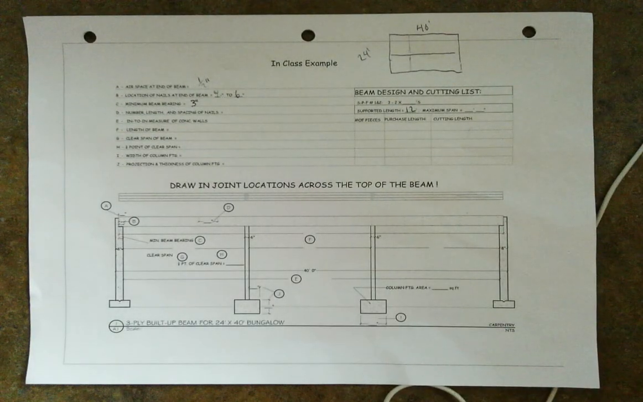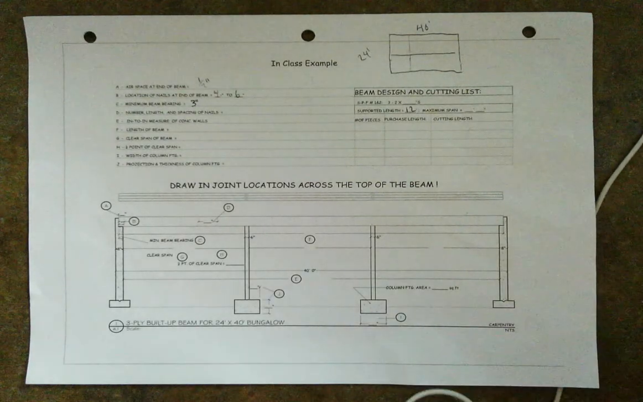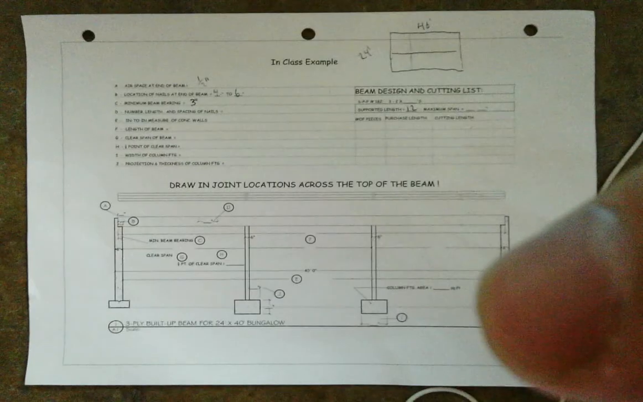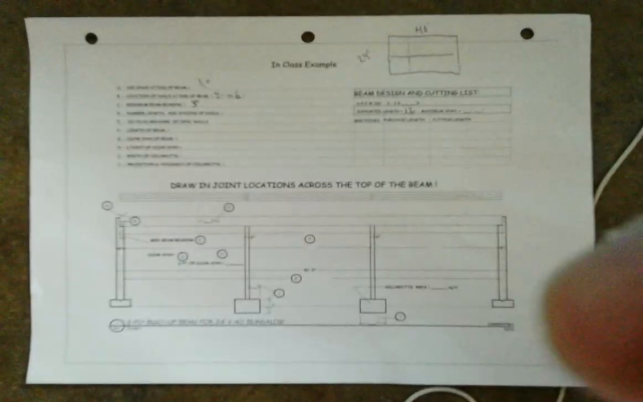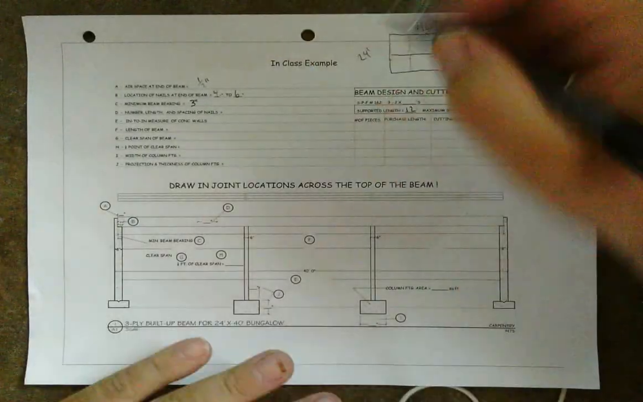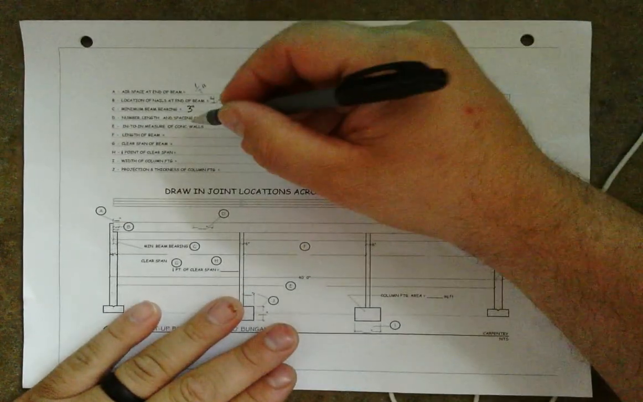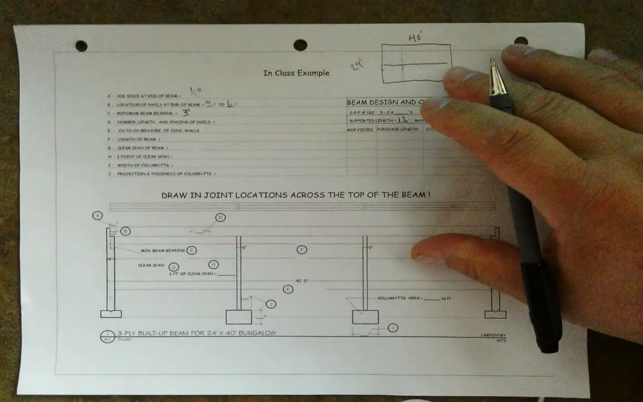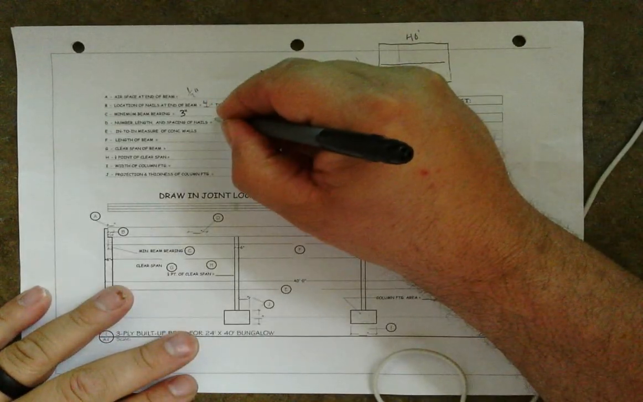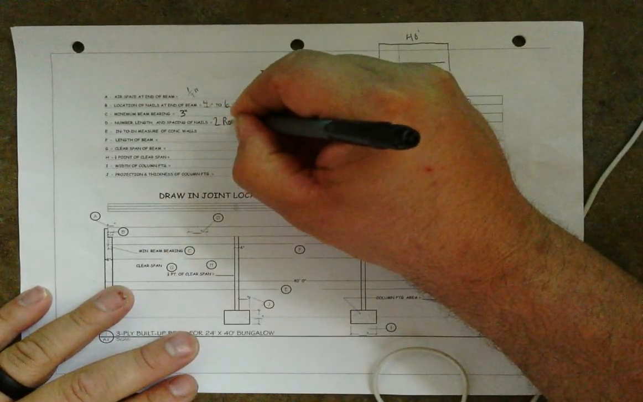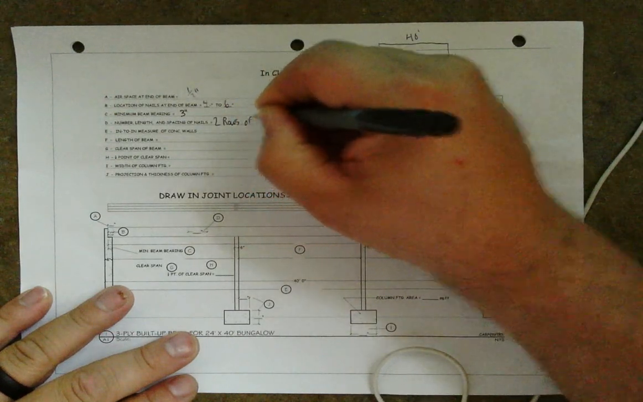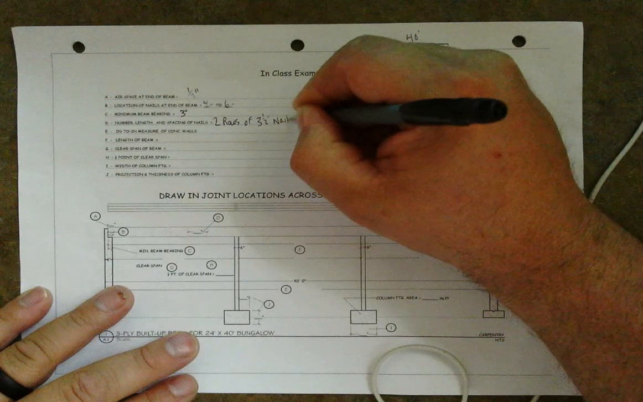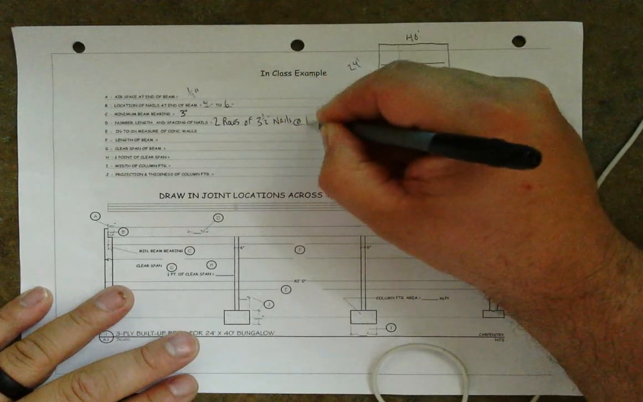Number, length, and spacing of nails. So number, length, and spacing of nails, again, comes from the span book, right? So we know from our example, we wrote down 2 rows of 3.5 inch nails at 18 inch on center.